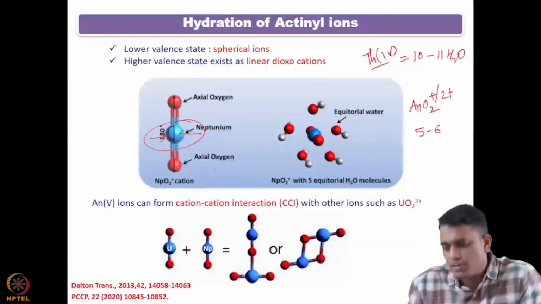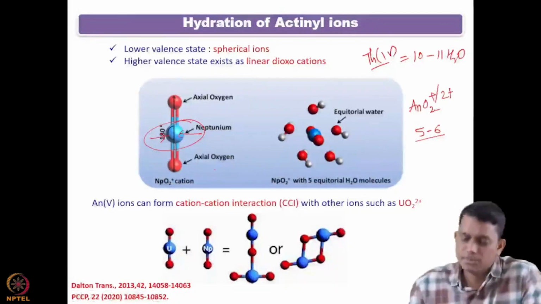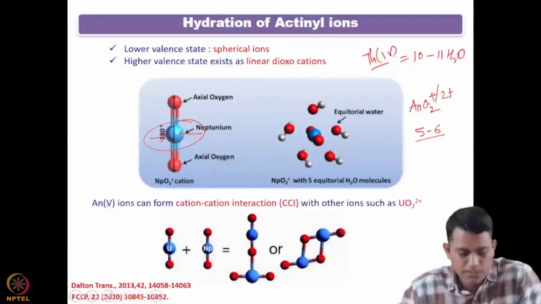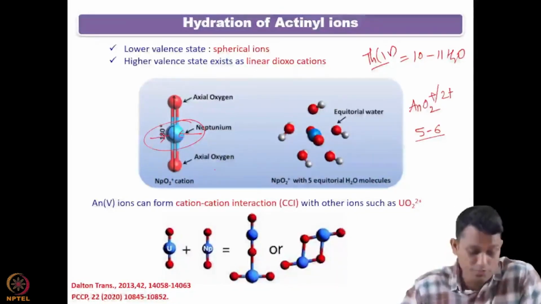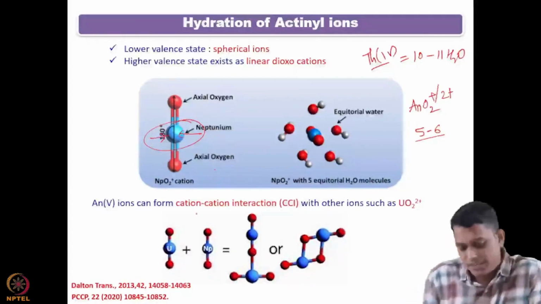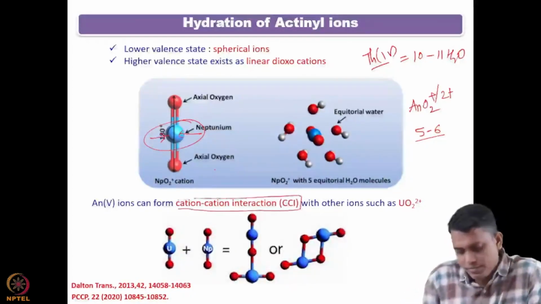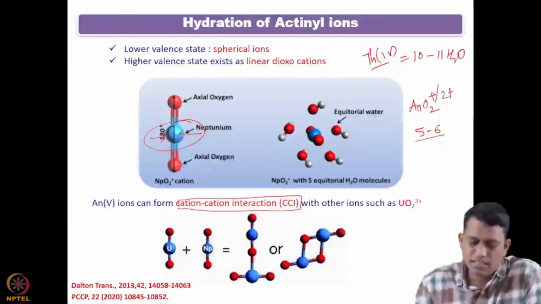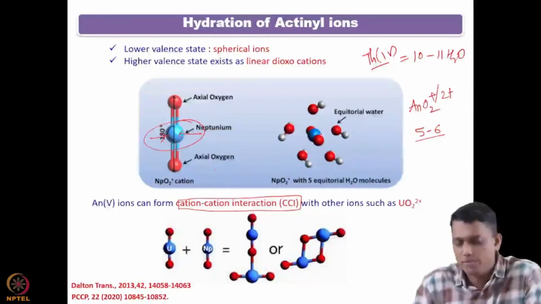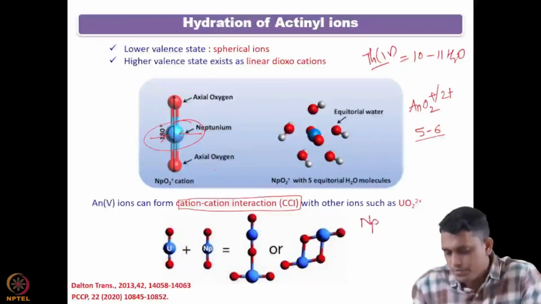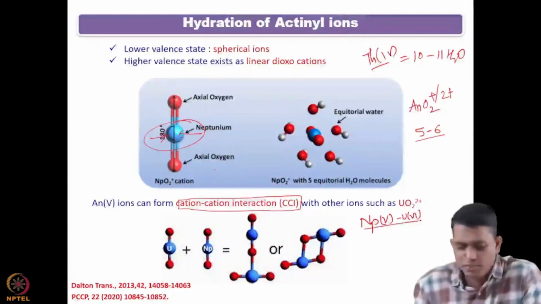When you talk about the pentavalent or hexavalent actinide, one very interesting aspect that is very peculiar to the actinides, or basically to the pentavalent ions, is cation-cation interaction. When the concentration of these actinides is very low, then obviously they exist as a hydrated ion. But suppose you have a medium in which you are having both neptunium 5 and uranium 6. Suppose you are having both.